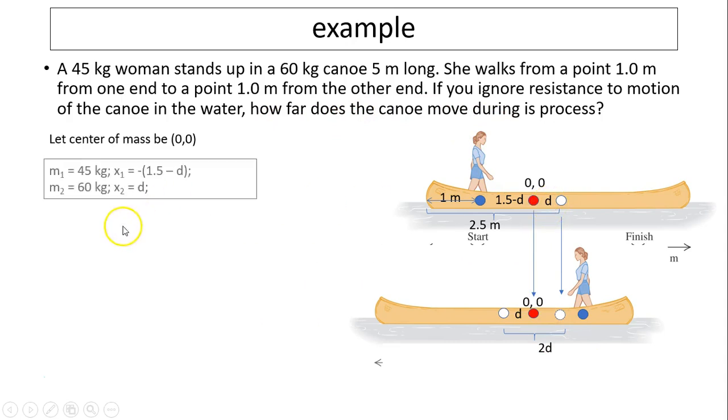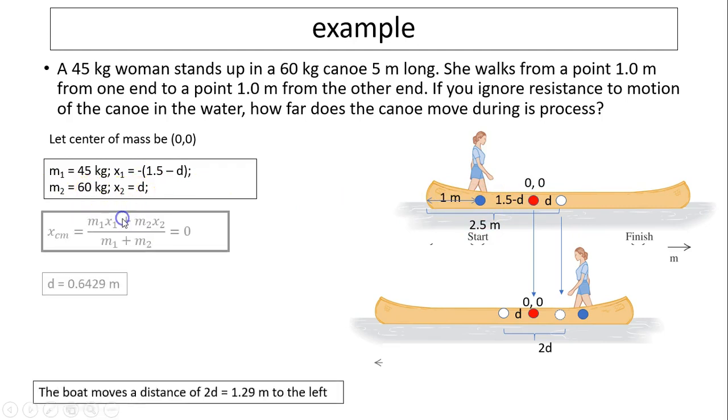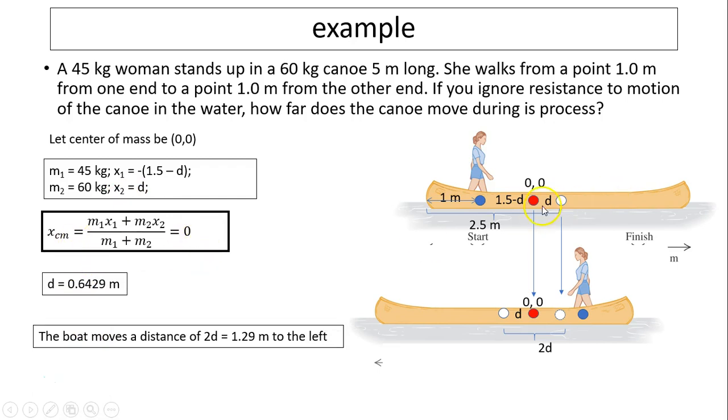To find this d, we can use center of the mass. Let center of the mass be 0, 0. M1 is 45. X1, the distance between the woman and center of the mass, is negative 1.5 minus d, negative because it's to the left. And the boat is 60 kilograms. The boat position is d from the center of the mass.